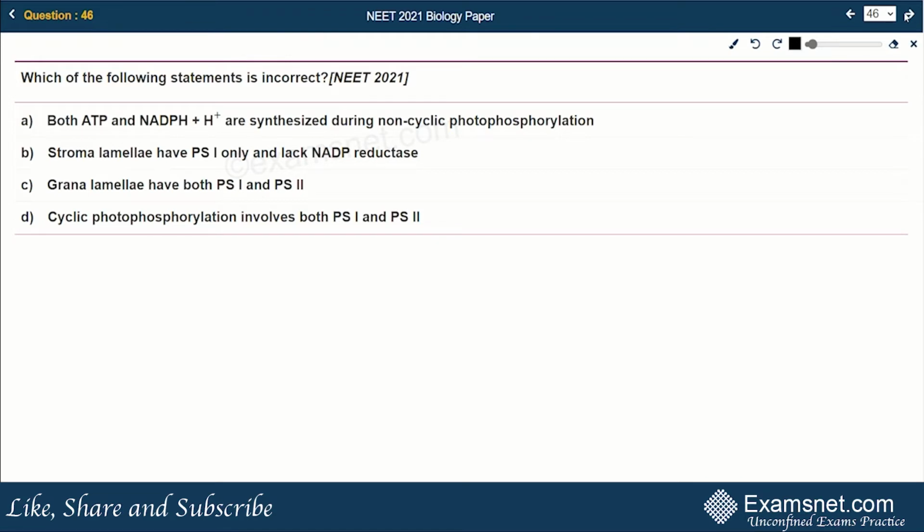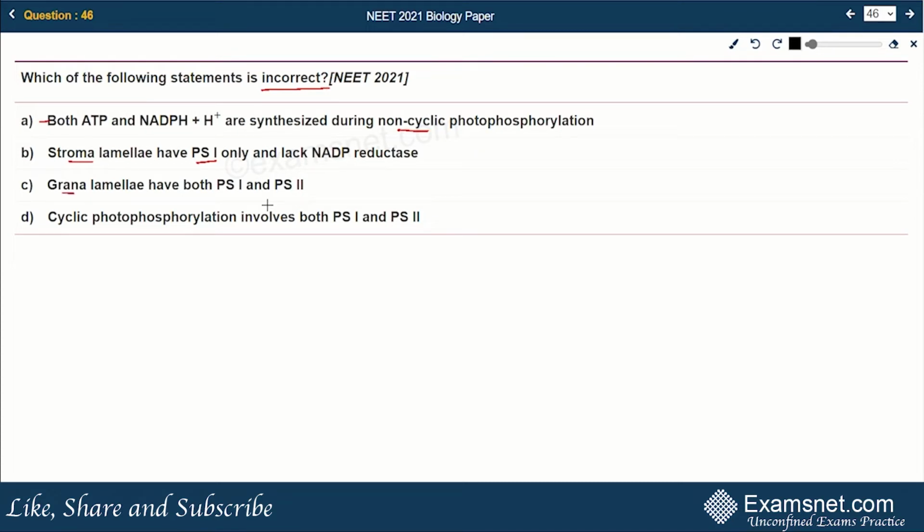Question number 46 is from the chapter Photosynthesis in Higher Plants, class 11, and the question is, which of the following statements is incorrect? Option A, both ATP and NADPH plus H plus are synthesized during non-cyclic photophosphorylation.